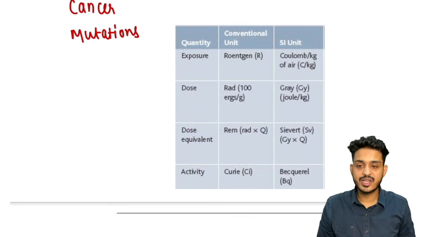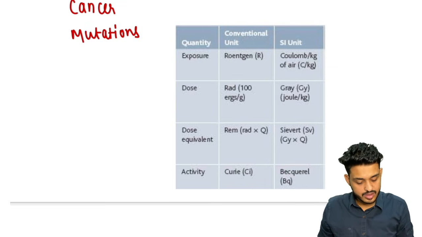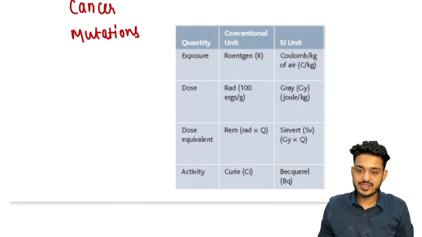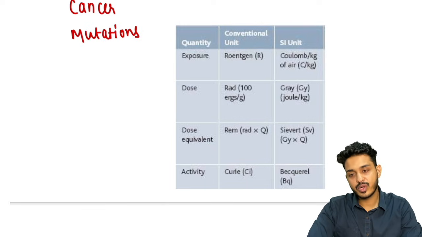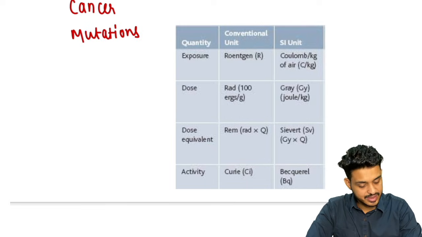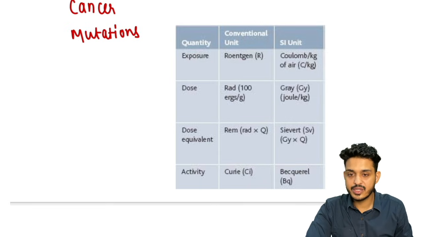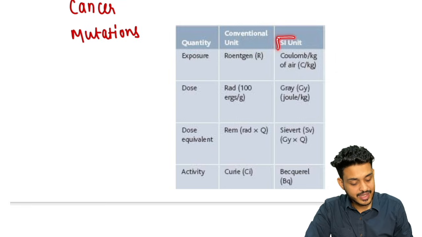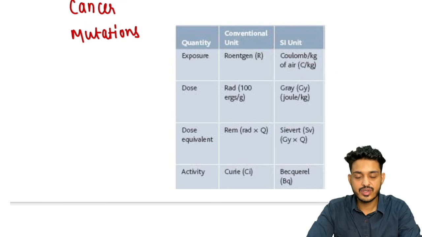Then we have certain units. What are the conventional units? What are the SI units we are going to follow? For exposure, how much radiation someone is exposed to is calculated by the conventional unit. What is the conventional unit for radiation? Roentgen. Roentgen is the conventional unit for radiation, whereas the SI unit for radiation is Coulomb per kg, right?